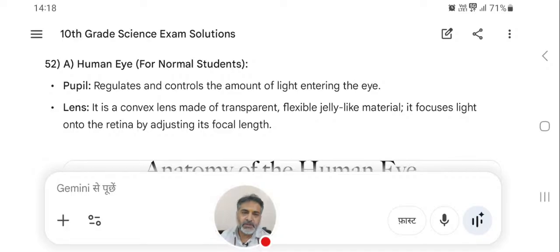The pathway: simple glucose, a 6 carbon molecule, page number 88 of the textbook. In cytoplasm, pyruvate, 3 carbon, plus energy in the absence of oxygen. In yeast, ethanol plus carbon dioxide plus energy. With lack of oxygen in our muscle cell, lactic acid plus energy. In presence of oxygen in mitochondria, carbon dioxide plus water plus energy. Now question number 50, for normal students: draw the labelled diagram of the eye and the function of pupil and lens.